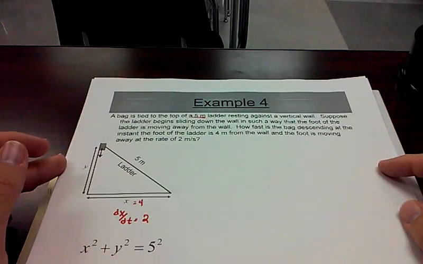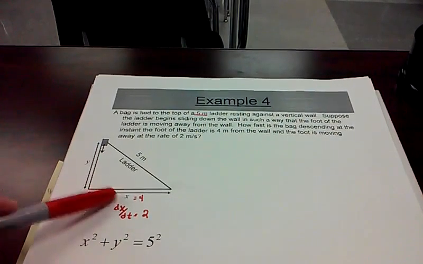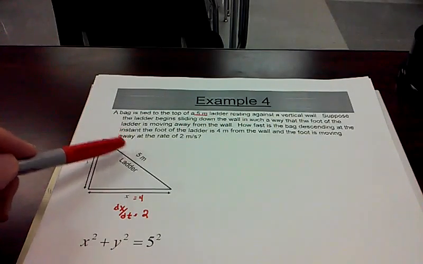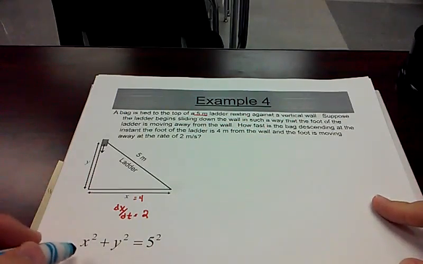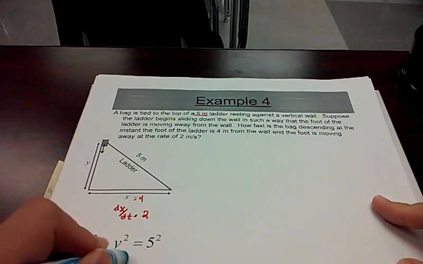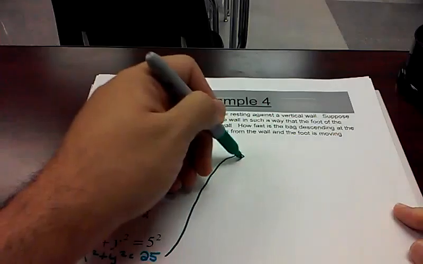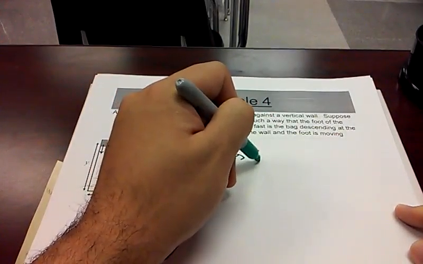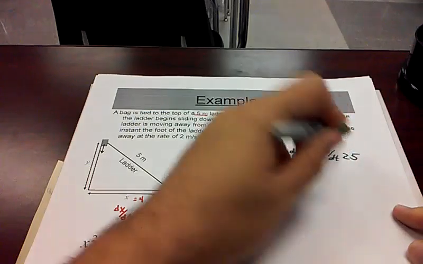All right, so if you notice, this would be a Pythagorean theorem problem because I have x squared plus y squared equals 5 squared because the ladder is 5 meters long. So x squared plus y squared equals 5 squared, and you can just write that as x squared plus y squared equals 25. All right, so I want to do implicit differentiation to this function. So I'm going to move it up here. I'm going to take the derivative with respect to time of x squared plus the derivative with respect to time of y squared equals the derivative with respect to time of 25.